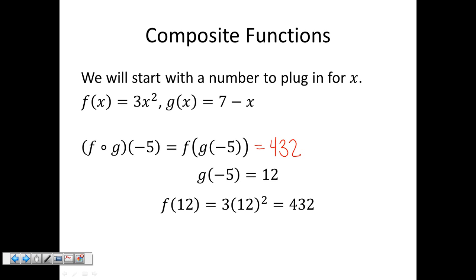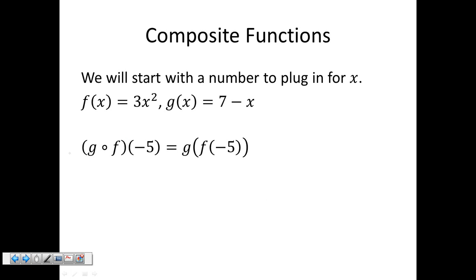So we plug a number into the inside function, we find out what it's equal to, and then we take that number and plug it into the outside function. So to me, when I like to think about it, my first function is my outside function. That actually gets done last. And then my g, my second function, is my inside function. That gets done first when I'm doing composite functions.